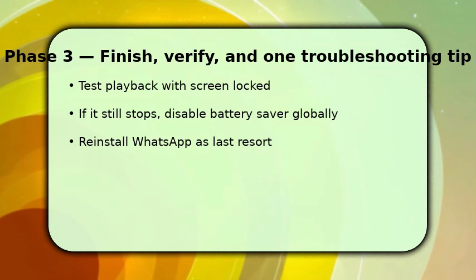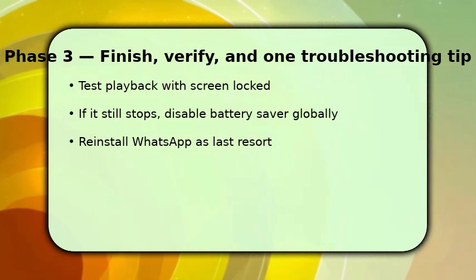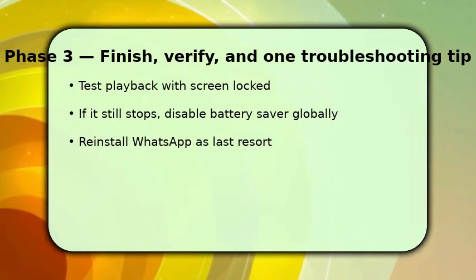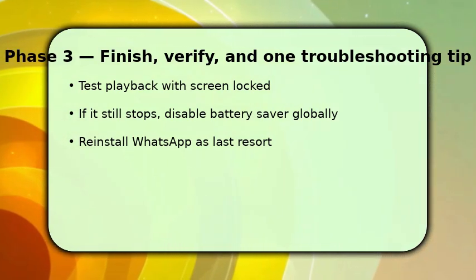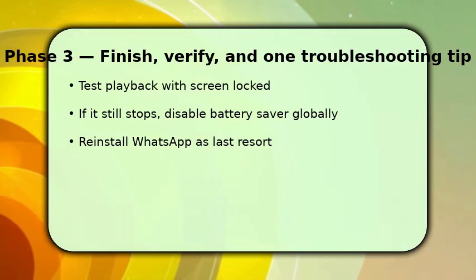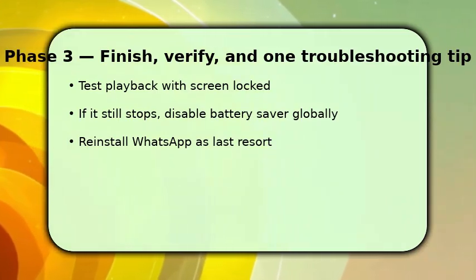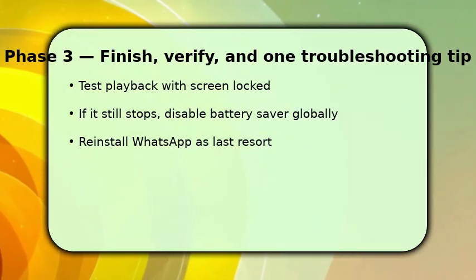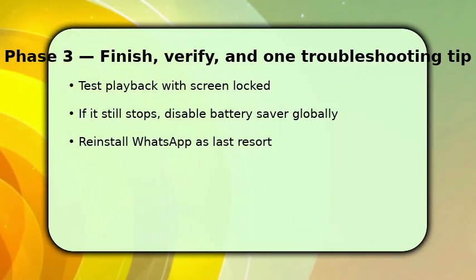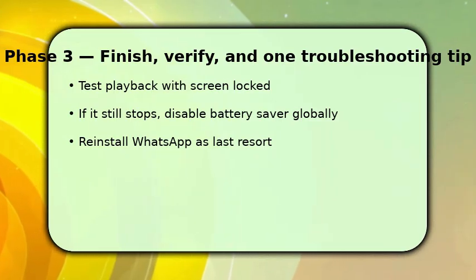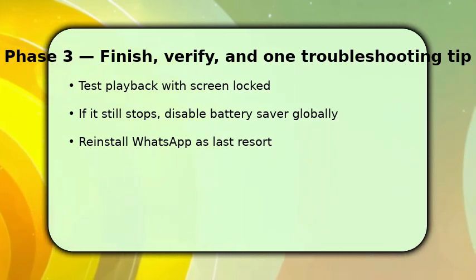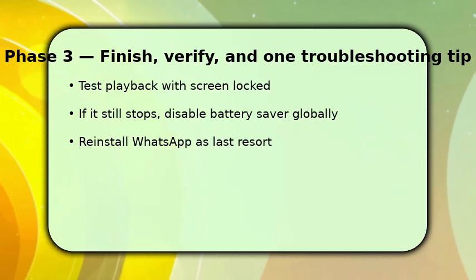Finally, test a real scenario. Play a voice message and press the power button to lock the screen. Audio should continue. If playback still stops, temporarily disable the global battery saver because some vendors force stop background apps despite permissions. If disabling battery saver fixes it, re-enable and add WhatsApp to any vendor-specific protected apps list.